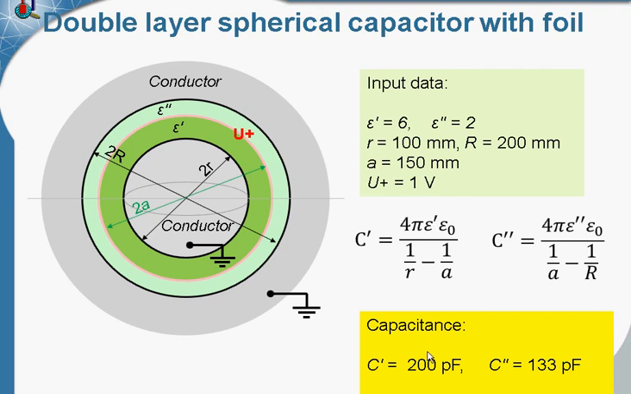The capacitance is the ratio of the charge to the potential difference, and I'm going to assign positive potential to the foil and zero potential to the spheres. And then I will use QuickField to calculate the electric field distribution and the charge values.